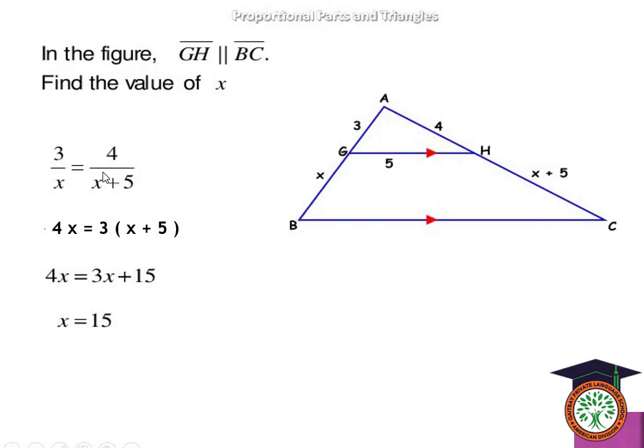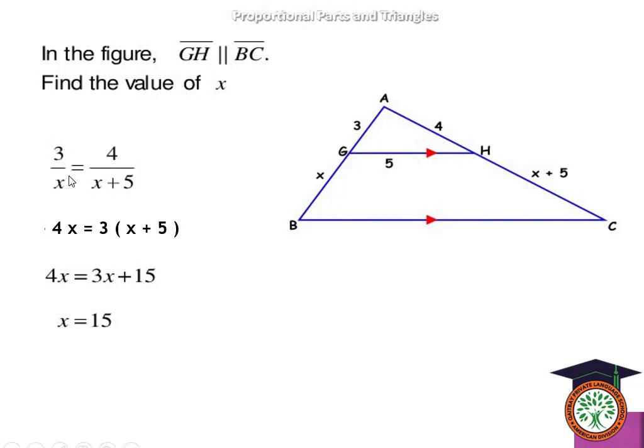Okay, so I can use my theorem. I can say that our ratio is 3 over x equals 4 over x plus 5. So I wrote here the length of each line segment beside the line segment. So the first ratio between the sides is 3 over x.